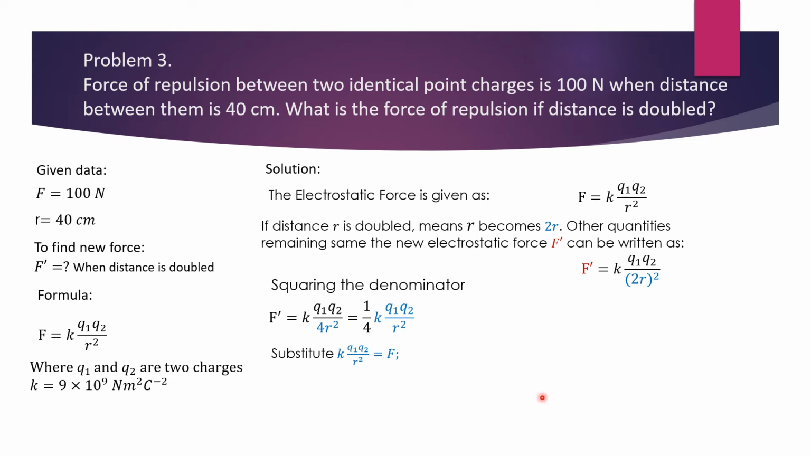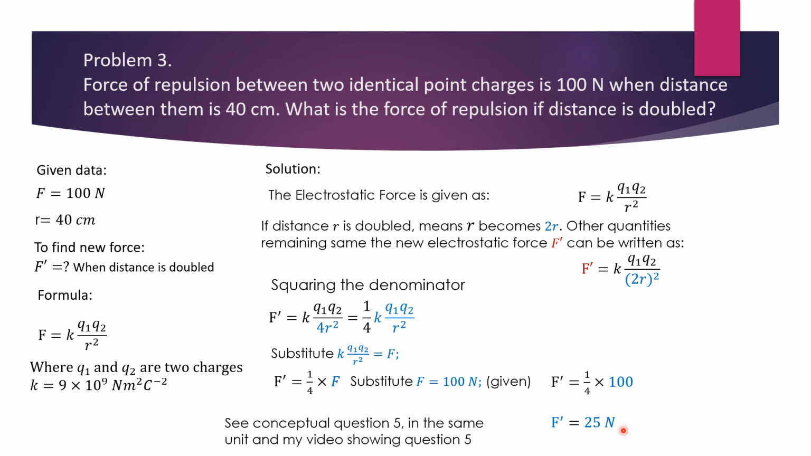Now substitute K Q1 Q2 over R square equal to F from the original formula written here, that is the original force given. Now since F dash is equal to 1 by 4 into F, substitute F is equal to 100 Newton given. And then F dash is equal to 1 over 4 into 100. Now calculating this results in F dash is equal to 25 Newton. This is the required force when distance is doubled.